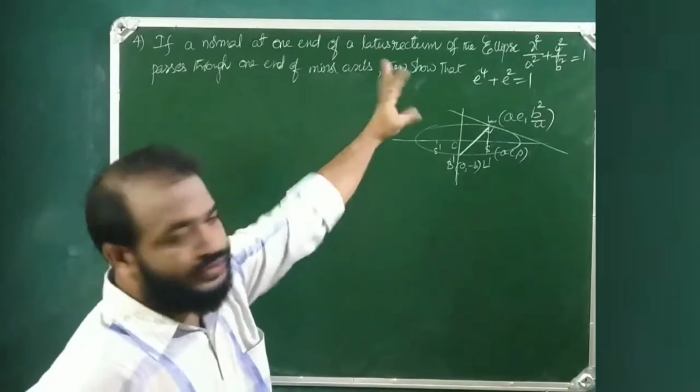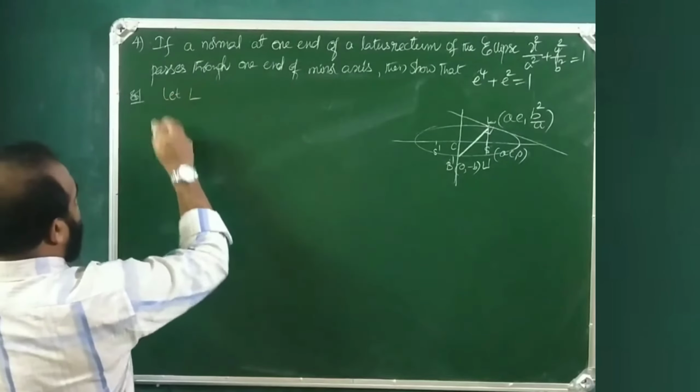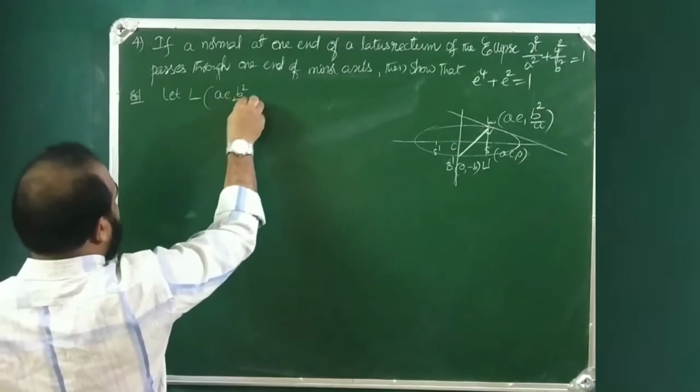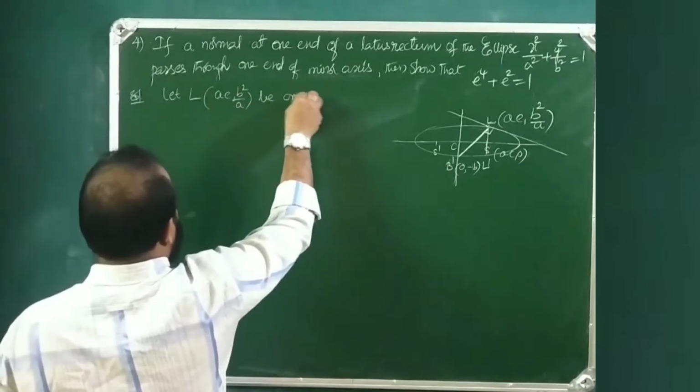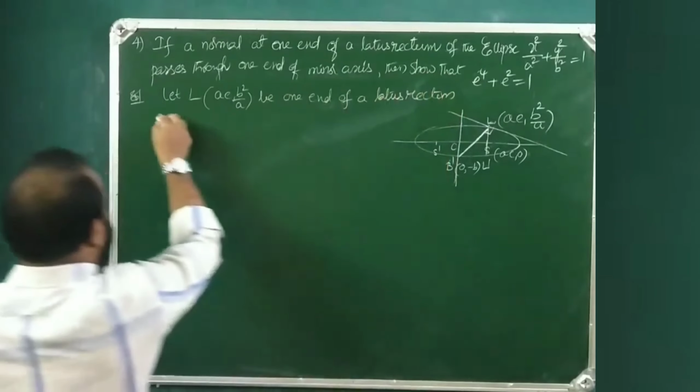So then we need to show that this is that. So let L AE comma B square by A be one end of a lattice rectum of the ellipse.